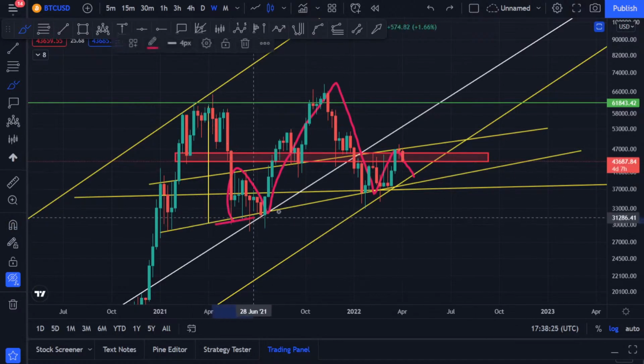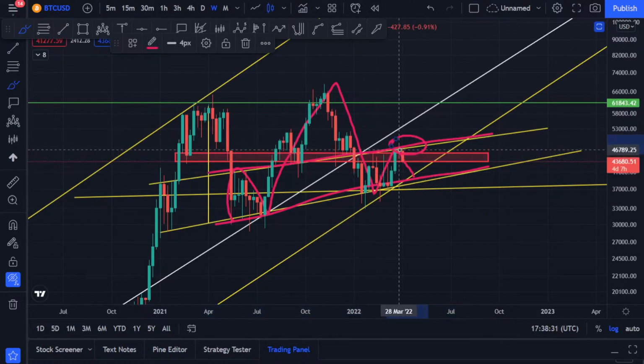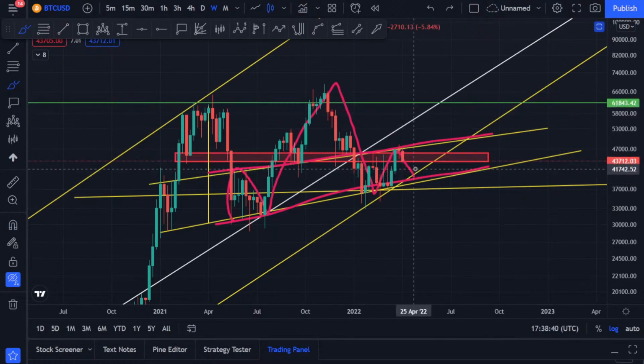And then we had this neckline. We have the same resistance line that's coming into play. Now, whenever it breaks this and closes a weekly candle above it, trust me, you're going to see a parabolic move towards the upside, okay? And the market is going to start moving. Altcoins are going to start moving as well.